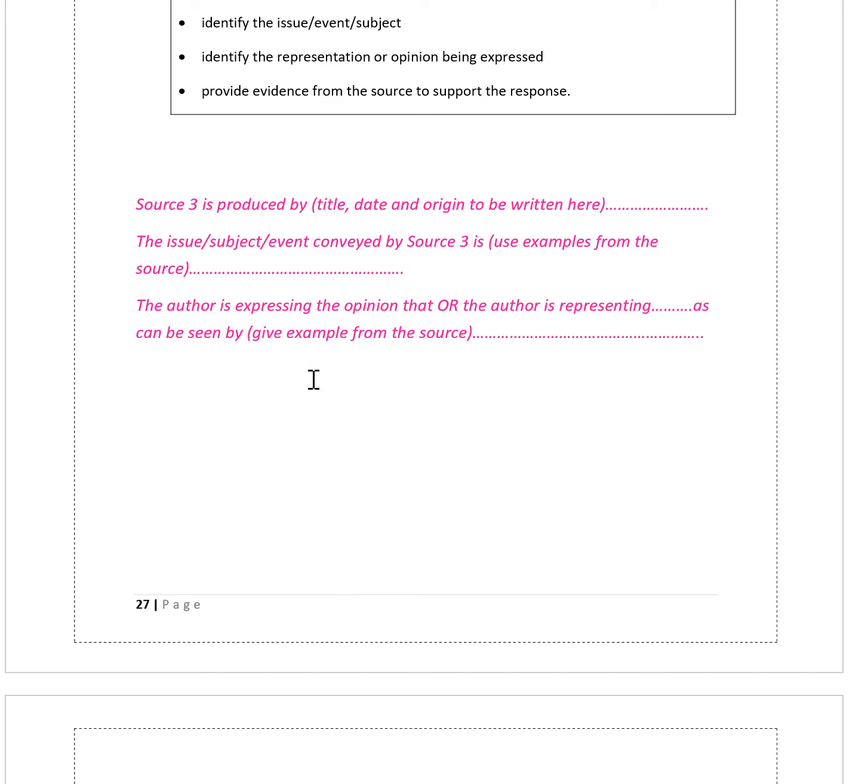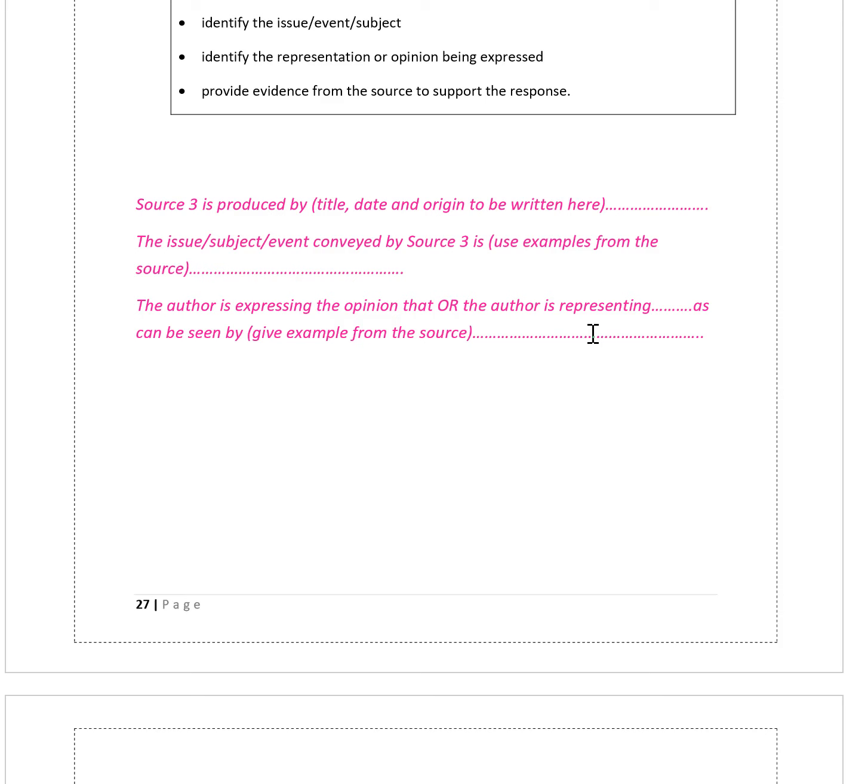Then you want to look at, and you've got to use examples from the source, the representation or the opinion being expressed. So the author is expressing the opinion that, and that could be that all the Jews are bad, if you're looking at a Hitler one, or that the Weimar Republic is to blame for the Treaty of Versailles. Or the author might be representing an idea, so the message could be they're representing the Nazis in a certain way.